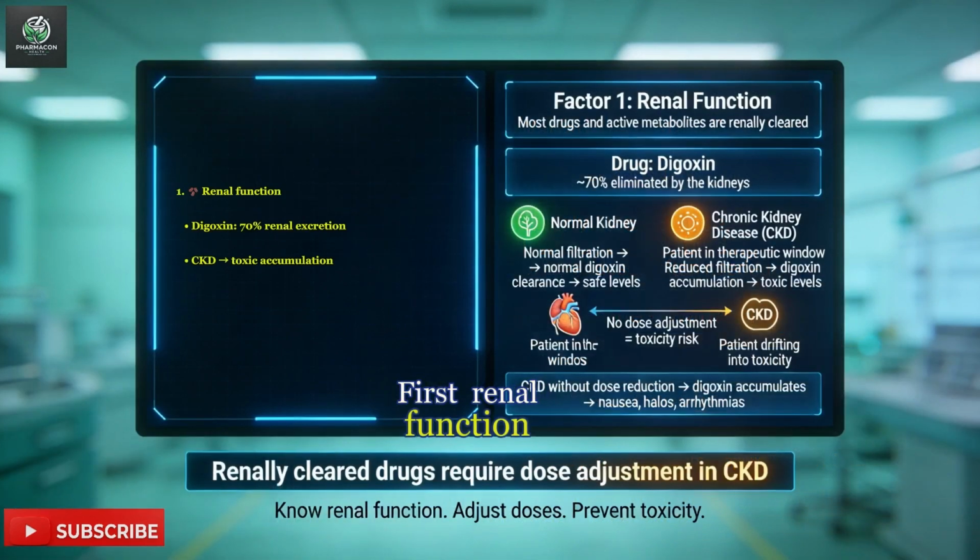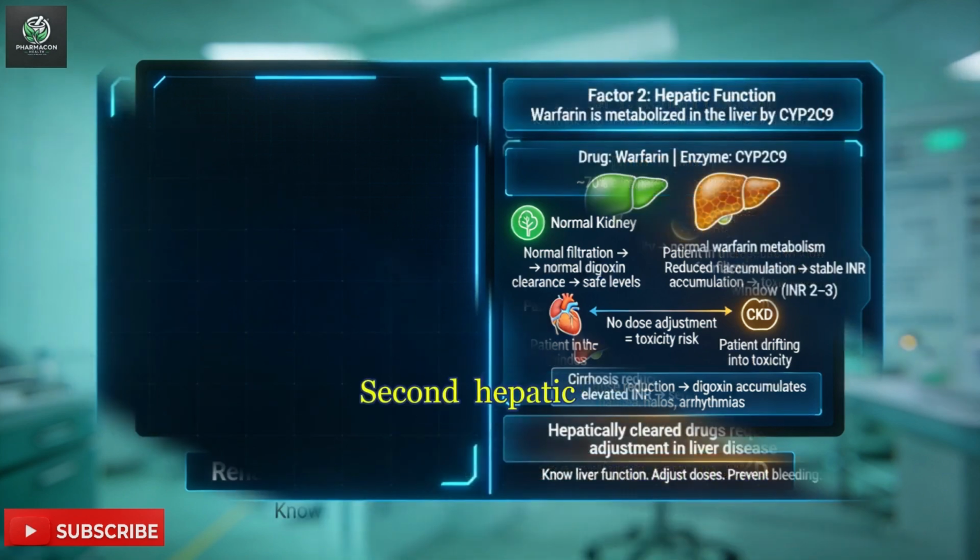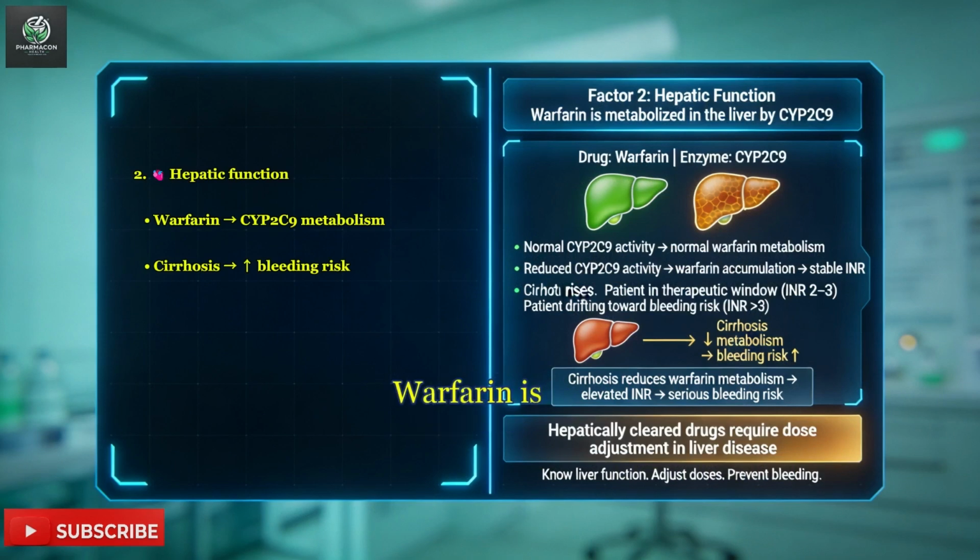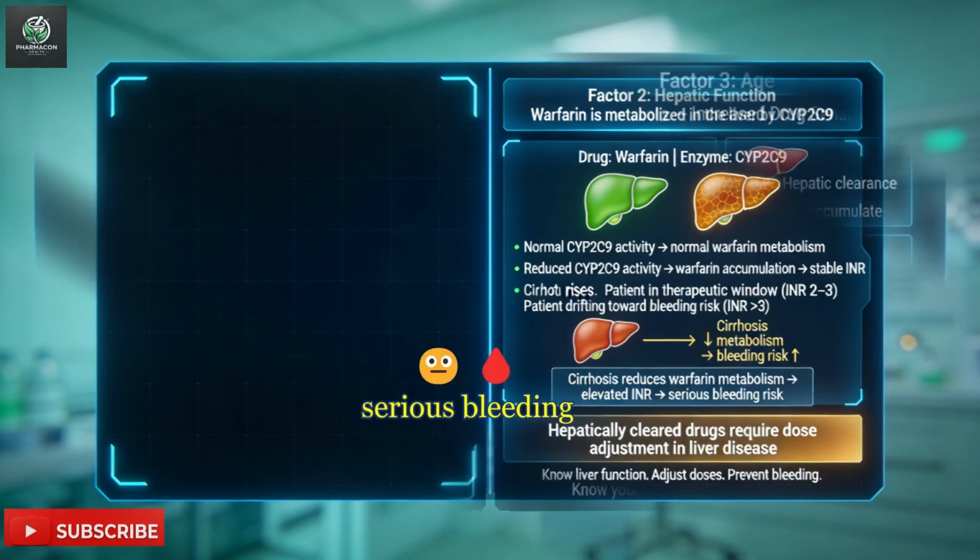First, renal function. Most drugs and active metabolites are cleared through the kidneys. In a patient with chronic kidney disease, digoxin can accumulate to toxic levels if the dose is not adjusted, because about 70% of digoxin is eliminated by the kidneys. Second, hepatic function. Warfarin is metabolized in the liver by the enzyme CYP2C9. In patients with cirrhosis, this metabolism is significantly reduced, increasing the risk of serious bleeding.